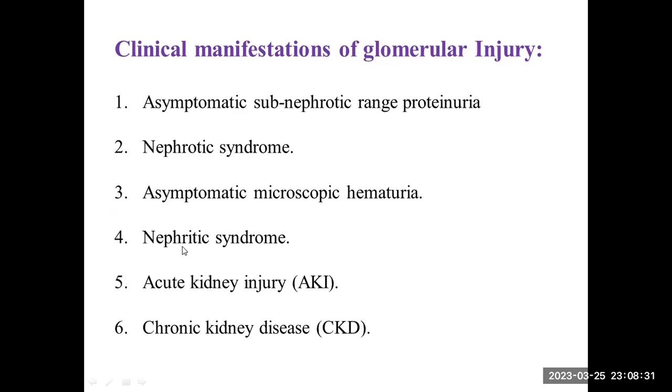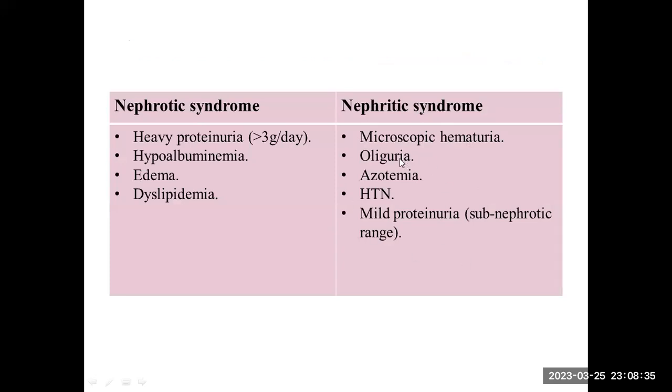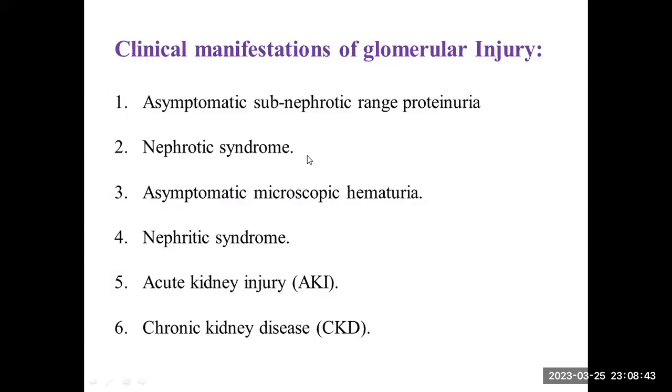Before the patient goes on to develop nephritic syndrome, before developing this full picture, initially the patient might only have microscopic hematuria without the other features in the early part of nephritic syndrome. So you might come across a patient with glomerular injury presenting only with asymptomatic microscopic hematuria. But this is more serious.